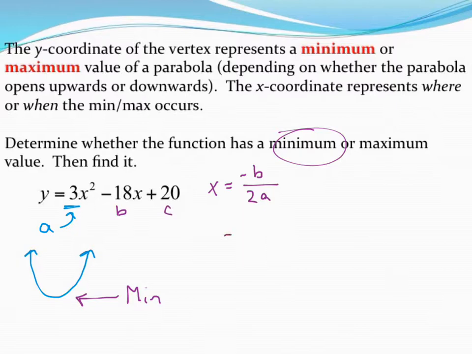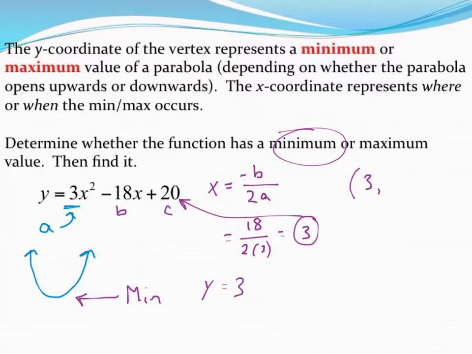So if I plug in my values, the opposite of b would be positive 18 divided by 2 times 3. So that's 18 divided by 6, or 3. So 3 is going to be the x value of my vertex. To find your y then, let's go ahead and plug that 3 value in for x in our original equation.